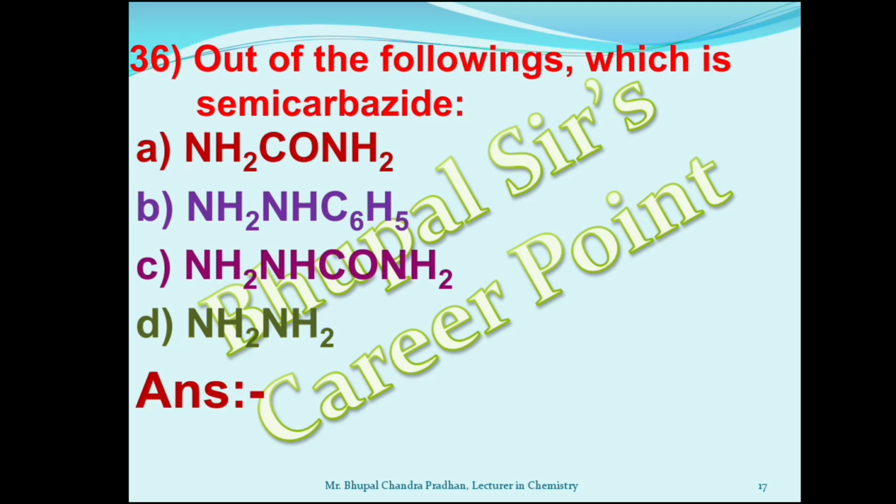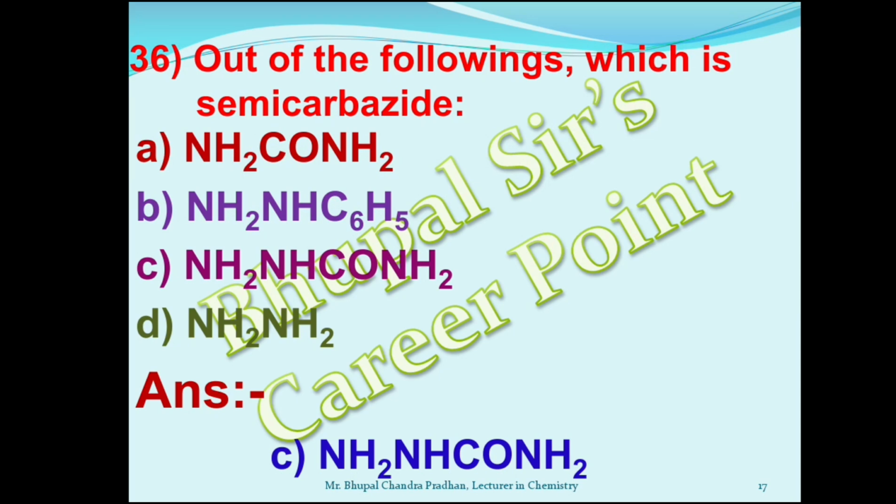Out of the following, which is semicarbazide? NH2CONH2, this is urea. NH2NHC6H5, it is phenyl hydrazide. NH2NH2, that is hydrazide. NH2NHCONH2, that is semicarbazide. So option C is the correct answer. Thanks for the students who have given option C as their answer in the live chat.